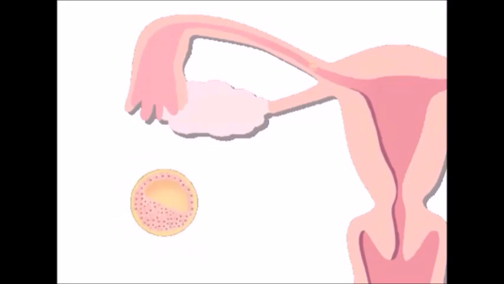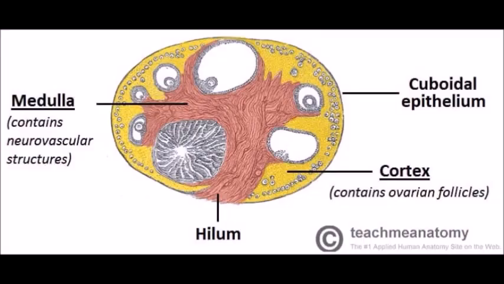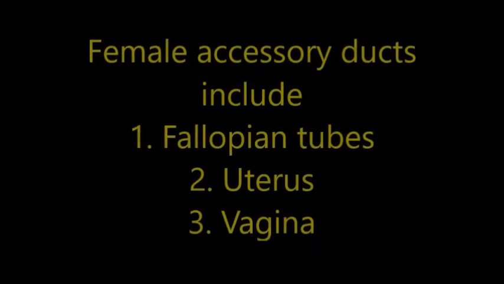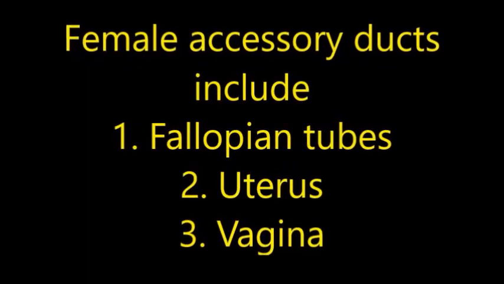Each ovary is about 2 to 4 centimeters in length and is connected to the pelvic wall and uterus by ligaments. Each ovary is covered by a thin epithelium which encloses the ovarian stroma. The stroma is divided into two zones, which we call a peripheral cortex and an inner medulla. The fallopian tubes, uterus, and vagina constitute the female accessory ducts.